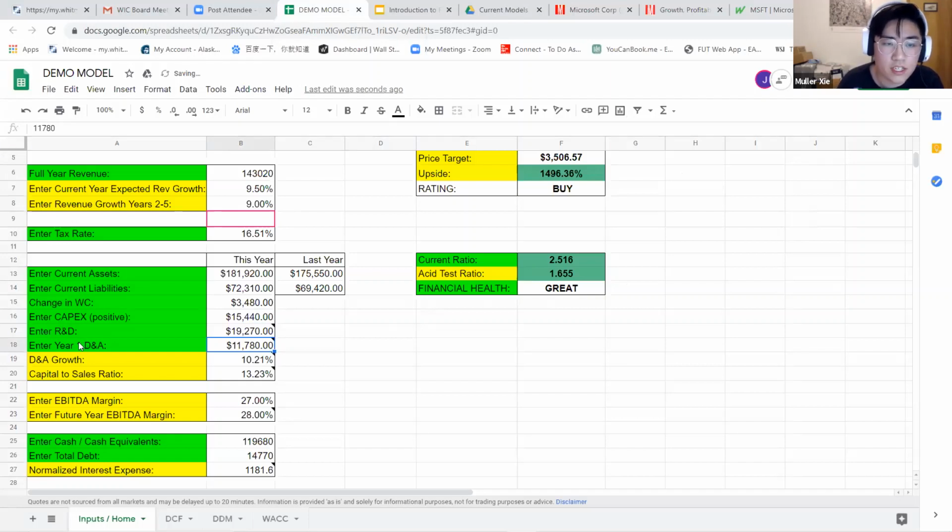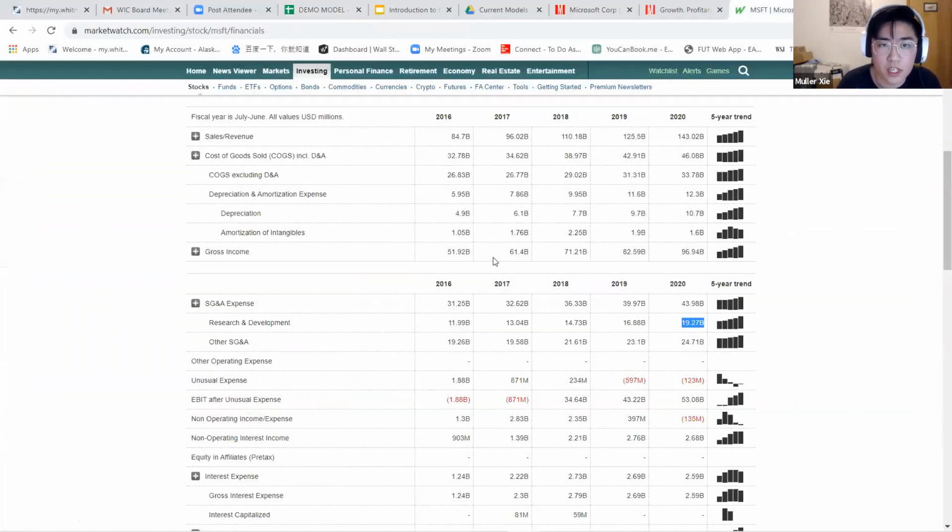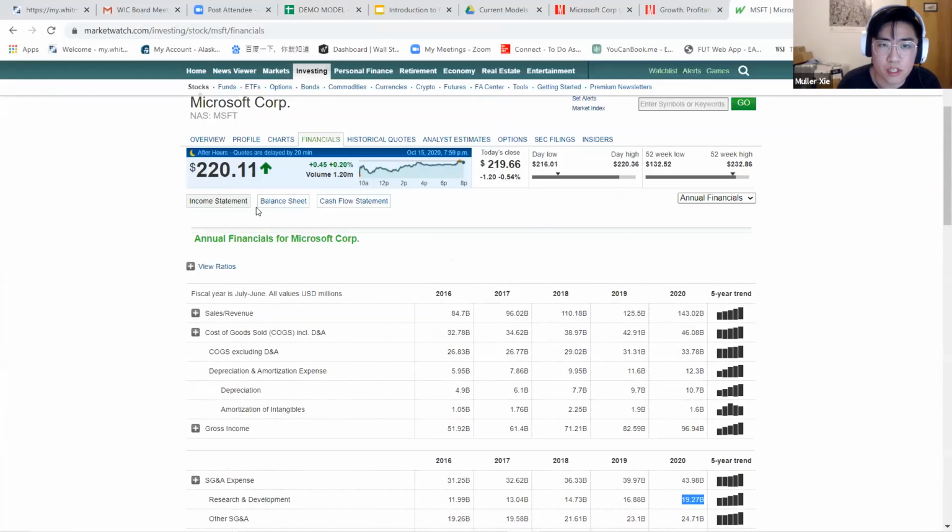So go to the next slide. Next one is the one-year depreciation and amortization expense of the company here. Basically, it stands for the non-cash expenses in terms of tangible and intangible assets of a company. You can find it in both the income statement and the cash flow statement here.